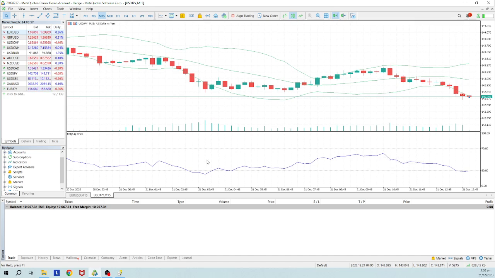In this case, we can see it broke under the lower band here. In this candle, it broke under the lower band, went under the RSI, and then the market started to move upwards. Here might be potentially another entry point.